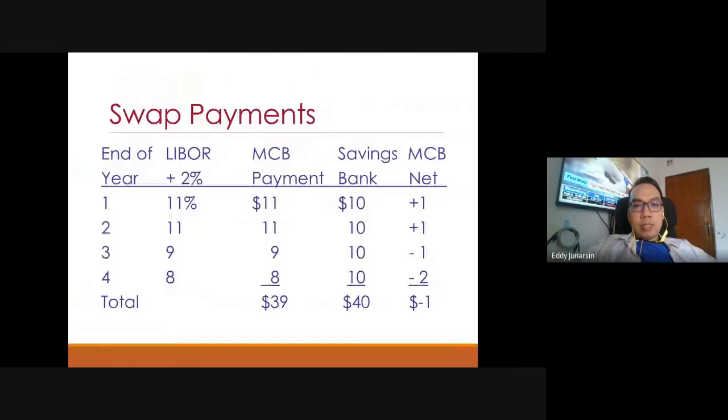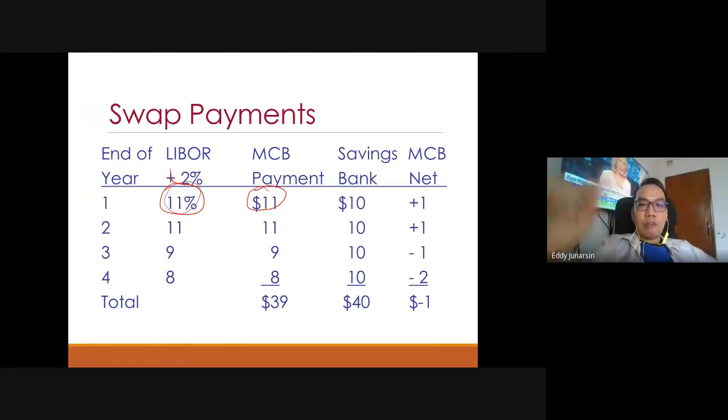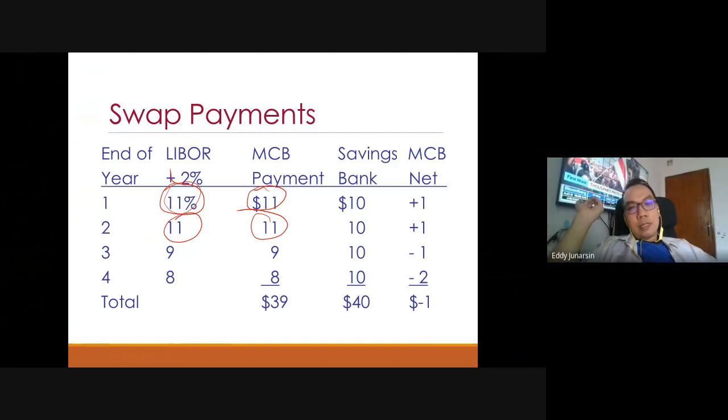So let's imagine that the LIBOR from year to year, the first year, is 11%. Remember that the money center bank has to pay LIBOR plus 2, so they have to pay like 11%, right? 11% of 100 million is 11 million. And the second year, same thing here. The third year, LIBOR has declined to 7%. So 7 plus 2 is 9%, and 9% of 100 million is like $9 million. And in the fourth year, LIBOR has further declined to 6%. So 6 plus 2 is 8.